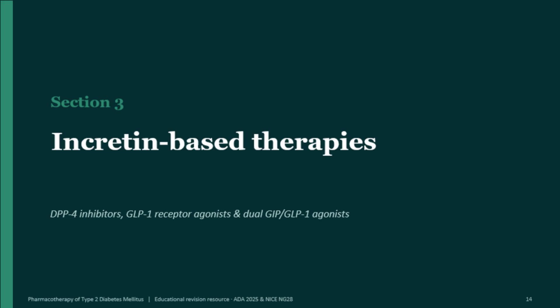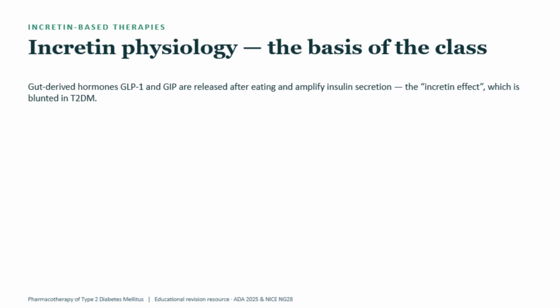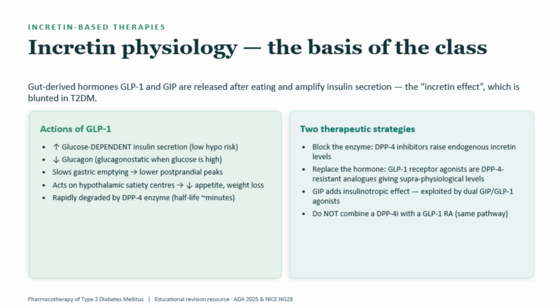This is where modern diabetes care gets exciting. DPP-4 inhibitors, GLP-1 receptor agonists, and the new dual GIP/GLP-1 agonists. To use them well, you have to understand the physiology first. So let's start there. Here's the beautiful bit of biology behind the whole class.